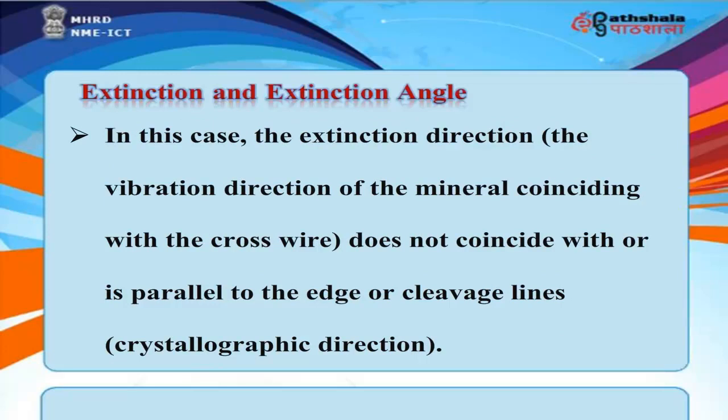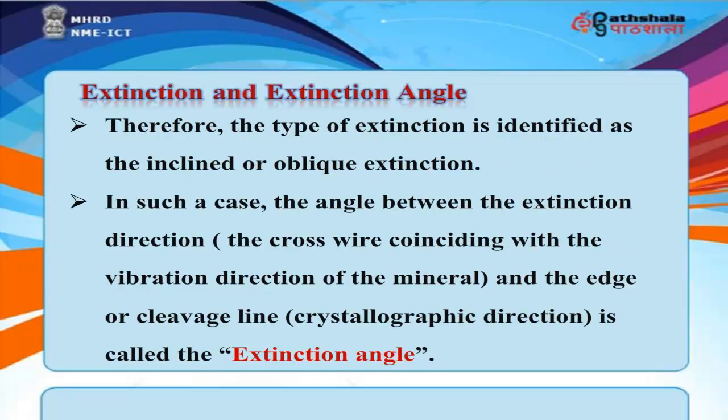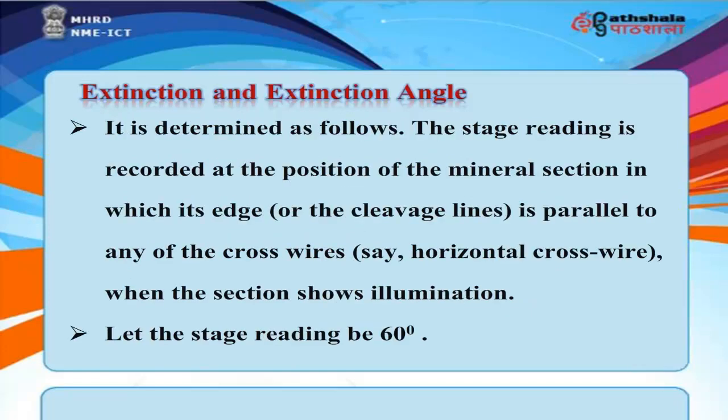In this case, the extinction direction, the vibration direction of the mineral coinciding with the crosswire, does not coincide with or is not parallel to the edge or cleavage lines, the crystallographic direction. Therefore, the type of extinction is identified as the inclined or oblique extinction. In such a case, the angle between the extinction direction, the crosswire coinciding with the vibration direction of the mineral, and the edge or cleavage line, the crystallographic direction, is called the extinction angle.